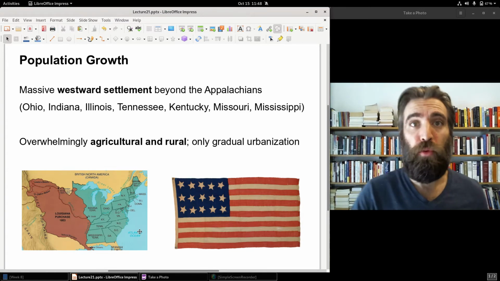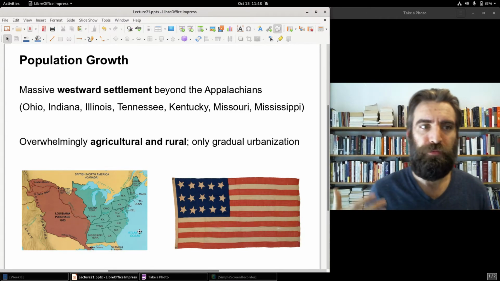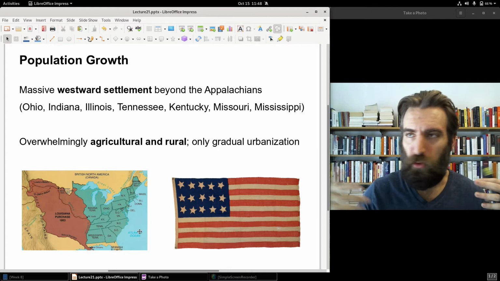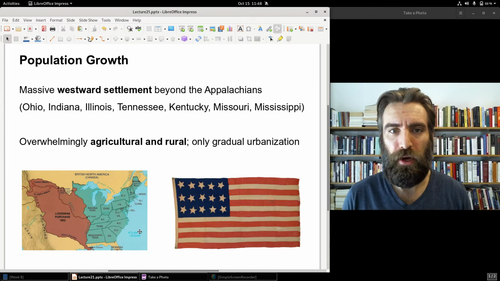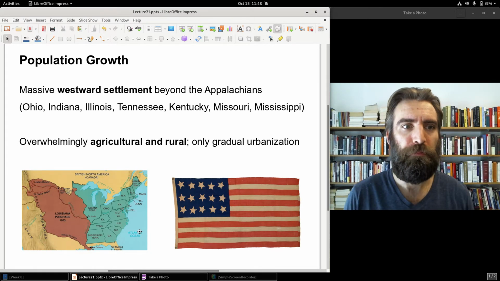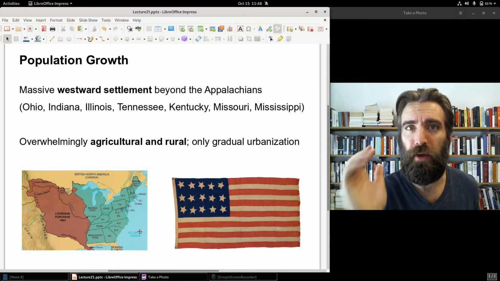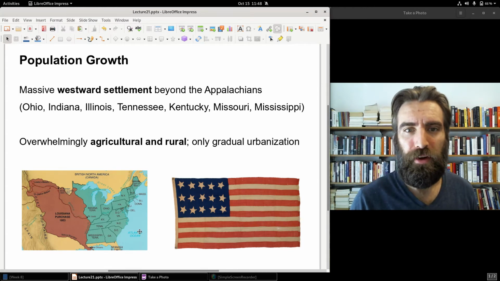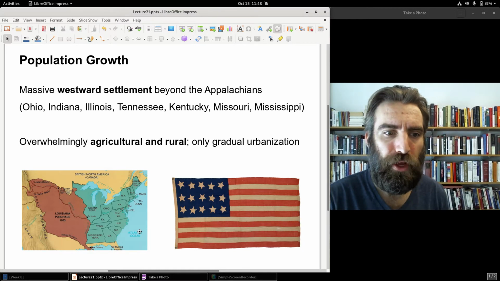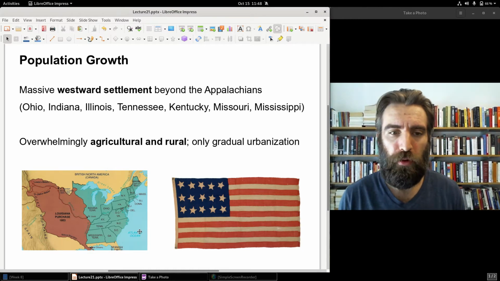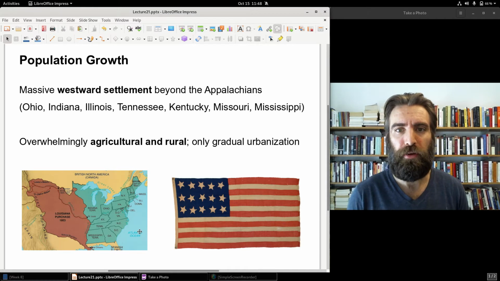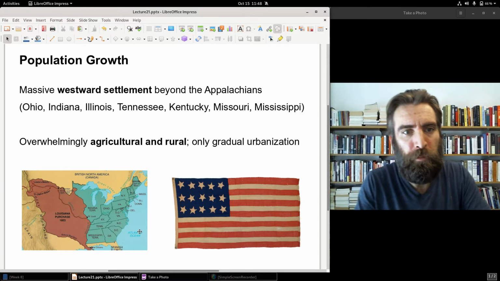Many of these people move west beyond the Appalachian Mountains into Ohio country, which includes the Old Northwest, Indiana, Illinois, a bit later Wisconsin, then west of North Carolina and Virginia into Kentucky and Tennessee, and then slowly into what was called the Old Southwest, into Alabama, Mississippi.